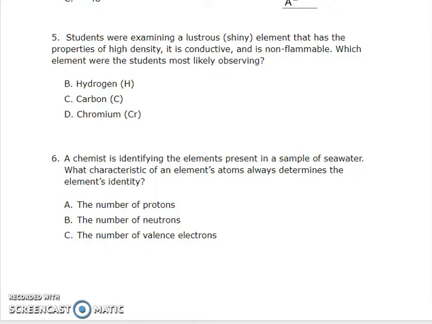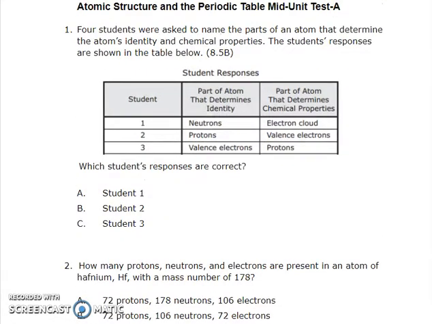Number 6. A chemist is identifying the elements present in a sample of seawater. What characteristic of an element's atom always determines the element's identity? A, the number of protons. B, the number of neutrons. C, the number of valence electrons.